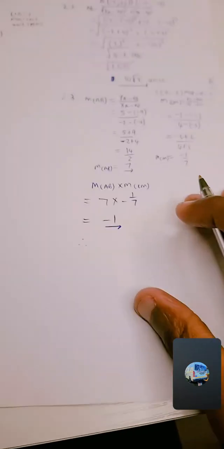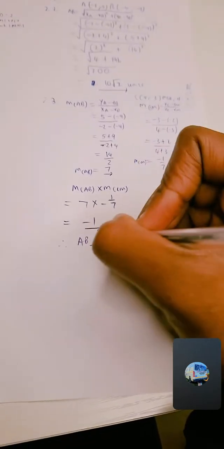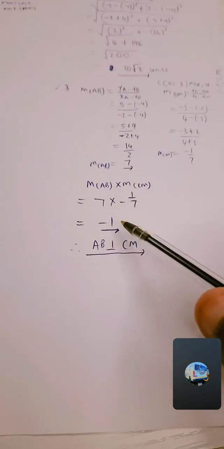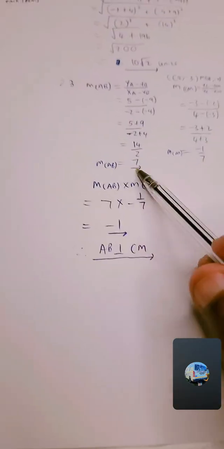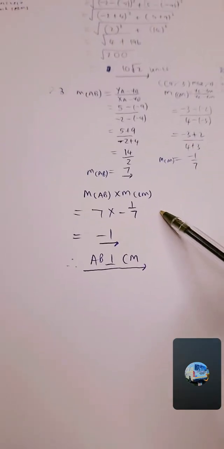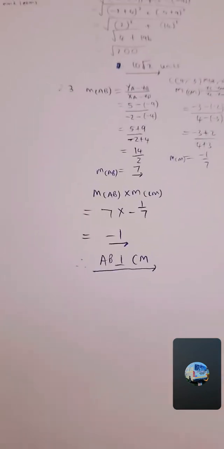Therefore, we can then conclude and say, yeah, that AB is truly perpendicular to who? To CM. And that's a beautiful conclusion to make, because we've made it on the basis of the product of the gradients giving us negative 1. So, yeah, that was a very good one, Misty.